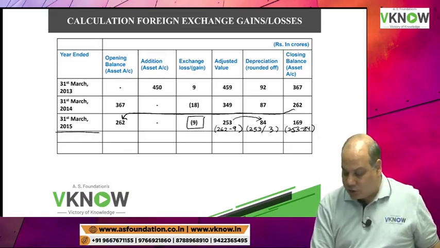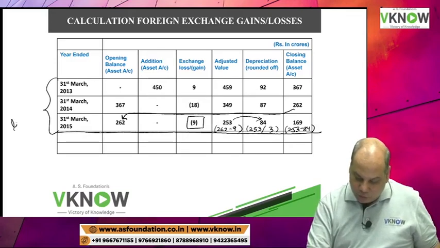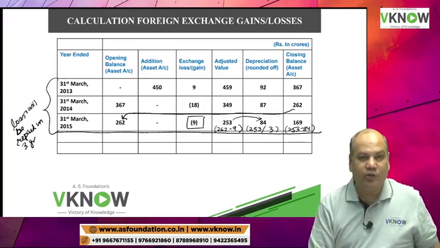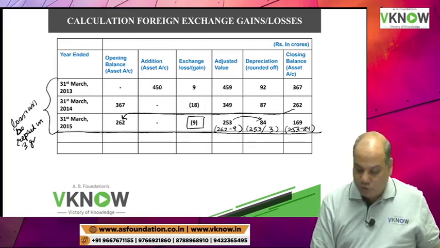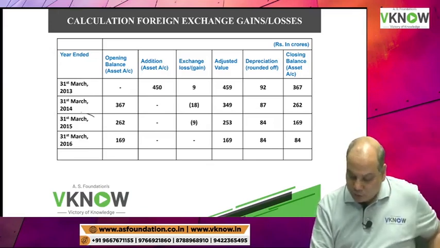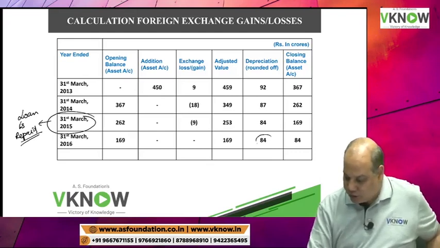Now at the end of year 3, the loan will be repaid. The loan will be repaid in 3 years. However, the asset will continue to be depreciated for 2 more years. So good news, now we will not have any adjustment because the loan is repaid. On 31st March, the loan is repaid. So no more adjustment of exchange difference, only depreciation.